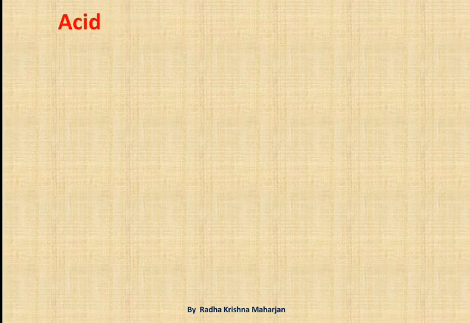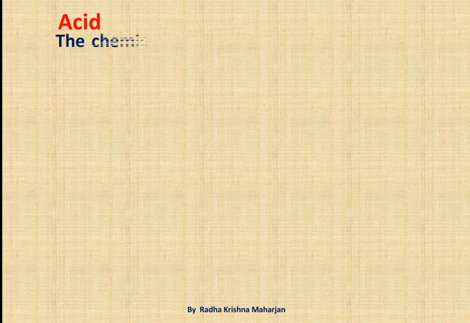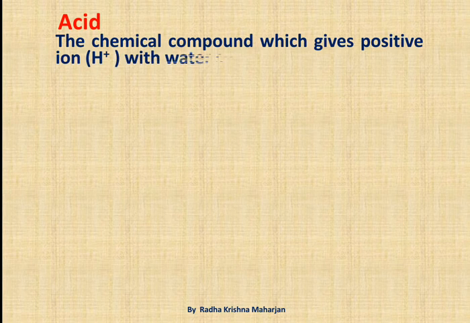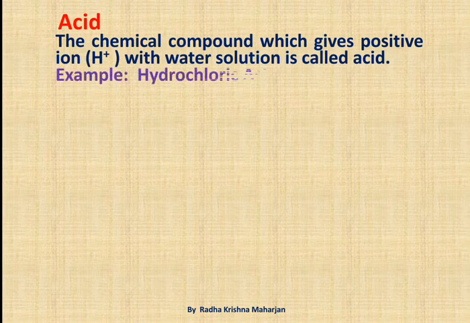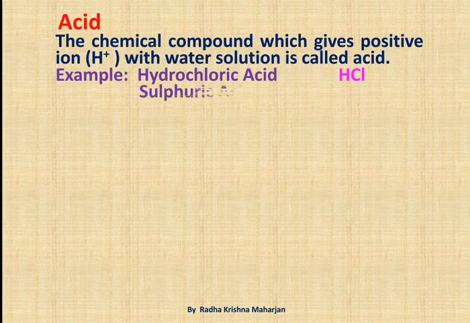Acid. The chemical compound which gives positive ion, hydrogen ion, with water solution is called acid. Example: hydrochloric acid, HCl. Sulfuric acid, H2SO4.